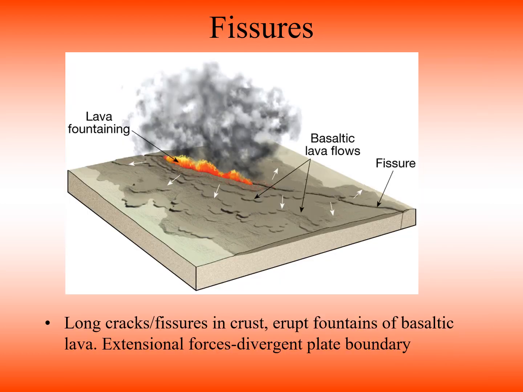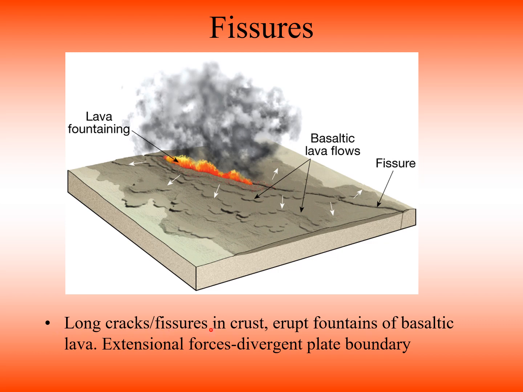Then we have fissures. We were talking about dikes in the last PowerPoint presentation. So imagine if a dike made it all the way up to the surface and started erupting before it cooled underground. We get something called fissures. And here you get a lot of lava fountains and then basaltic flows away from the fissure. A fissure is a long crack in the crust, and it erupts those basaltic fountains.